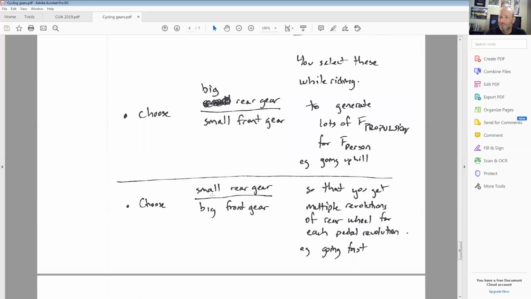If you're trying to go fast, choose a small rear gear, 11 tooth, and a big front gear, 53 teeth. So that you generate less propulsion force, but you're already going fast, and all you're trying to do is maintain velocity. And for every pedal revolution, you have multiple rear wheel revolutions, which means you multiply the circumference of the wheel times every revolution, and that tells you how far you're going. And for a given cadence, you'll travel a further distance for that time, which means you go faster.